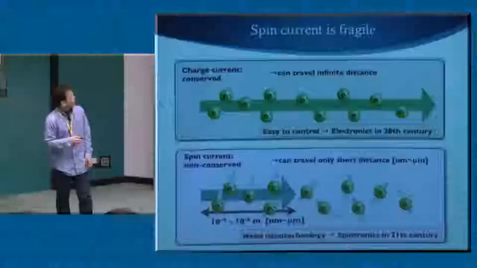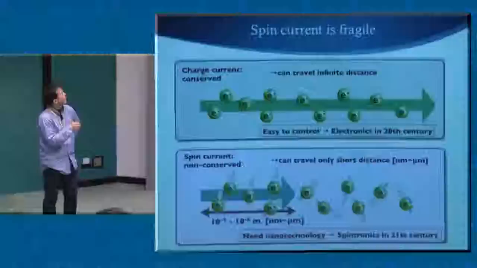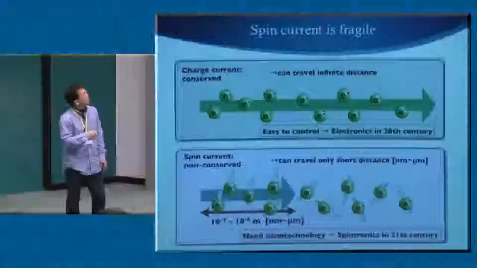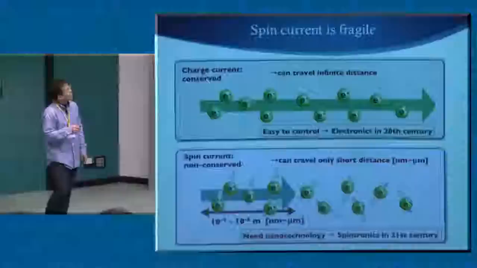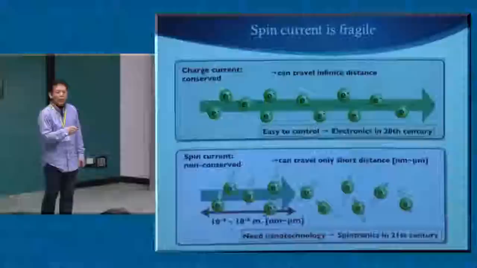However, the spin current is very fragile. I mean, in the charge current case, the charge current is the conserved quantity, so it can travel infinite distance, so it's easy to control. However, the spin current is a non-conserved quantity, so it can travel only the sub-micron scale. We need nanotechnology, so the control of the spin current is a very challenging program in the field of spin electronics.